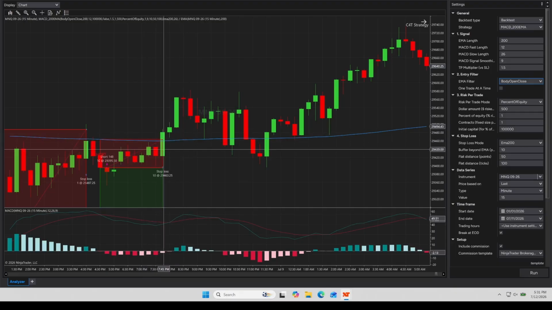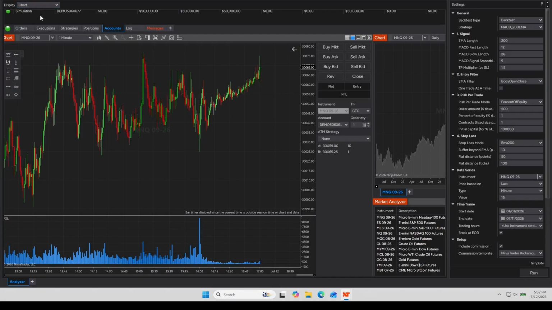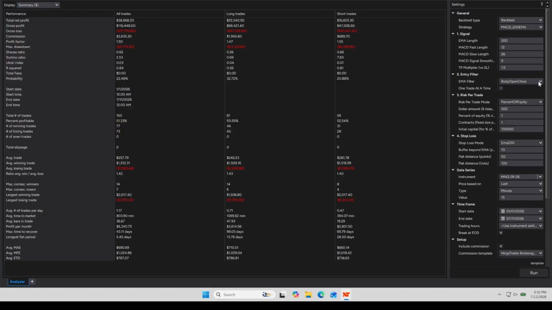You could do that if you want. Sometimes the win rate does go up if you do that, but I think it is better just leaving it as it is, because if we change this to close only, let's see what the win rate will be for that. Yeah, you see, it does really bad. So I wouldn't even change it to that, but I put it there if you guys want to play around with it. This is still the better option.